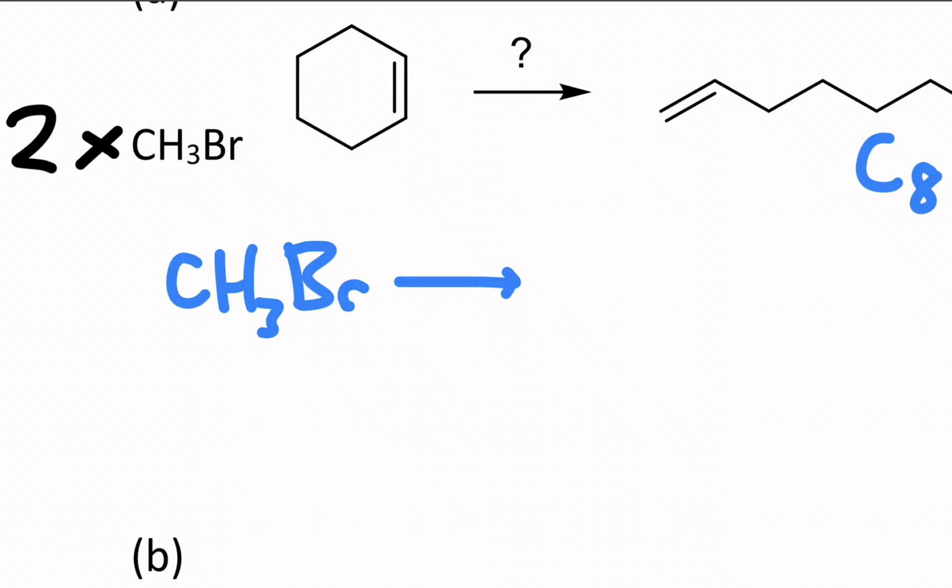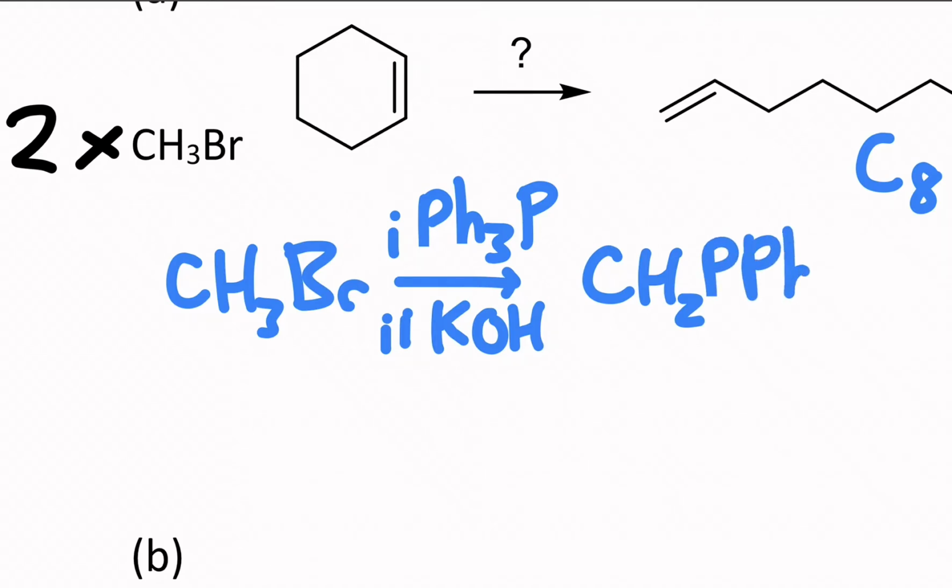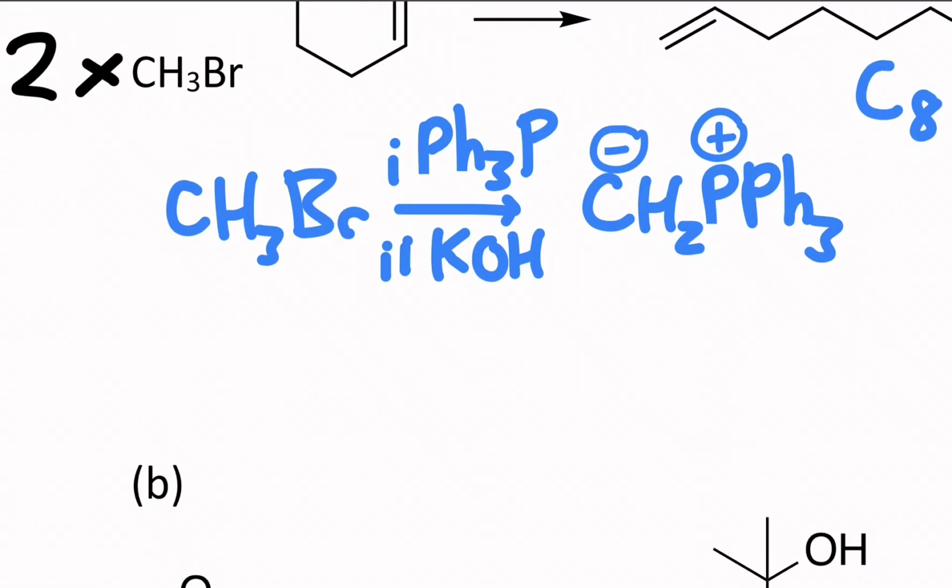To make the Wittig, you treat it with triphenylphosphine and a base. I'll just use KOH, easy enough to remember. That takes away one of the H's directly attached to where the bromine used to be, and now there's a phosphorus, or a triphenylphosphonium. Negative charge ends up on the carbon, positive charge on the phosphorus. That's your ylid. And then how do we use this?